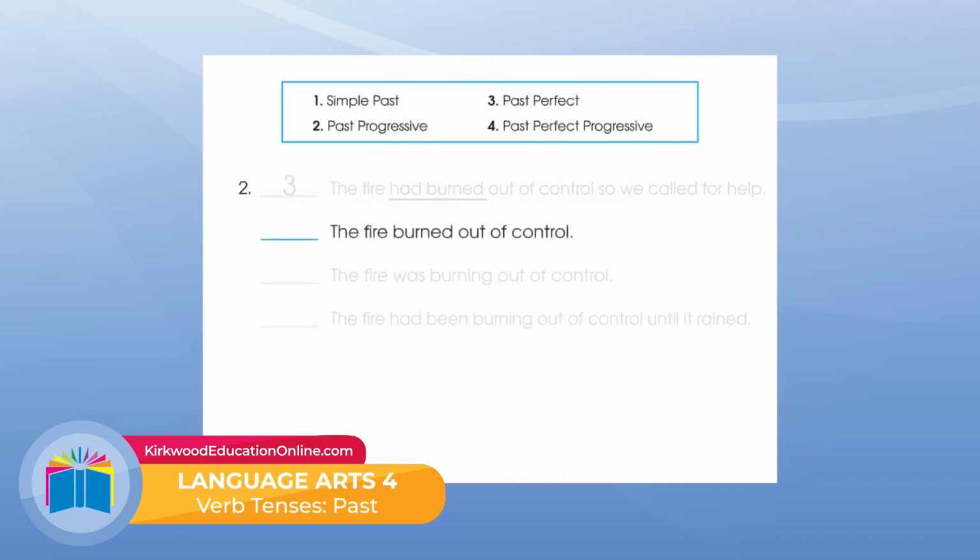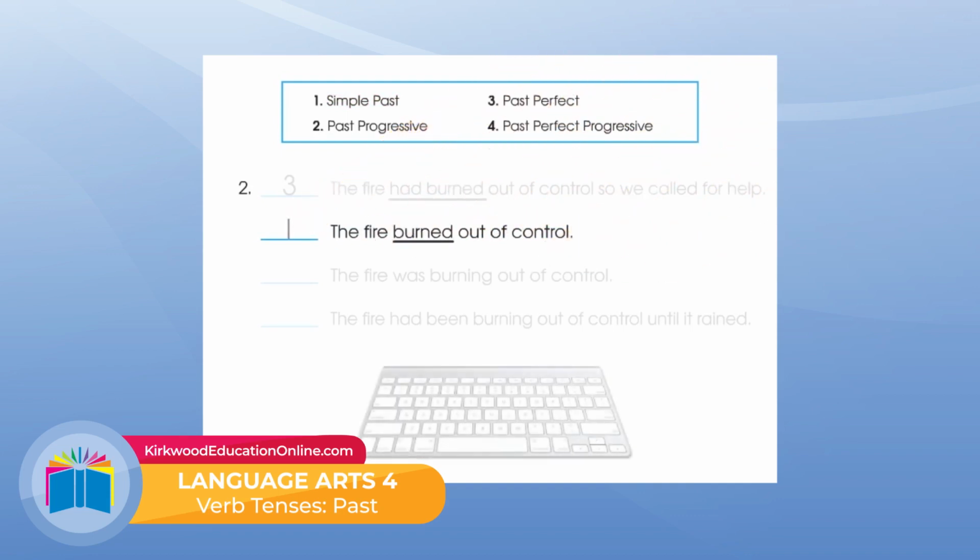Now look at the next sentence. The fire burned out of control. Well, it's simple past. It burned out of control. There's no other conditions. It's not continuous. It burned out of control. So number 1 is written on the line, simple past, and then typed on the computer.